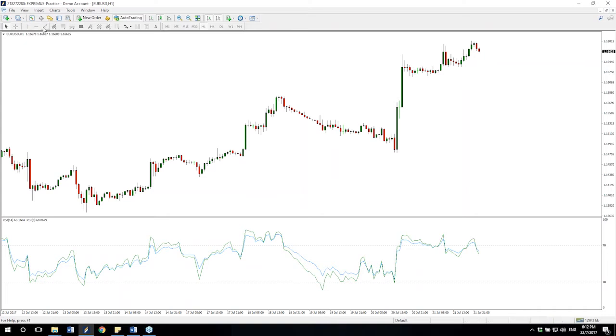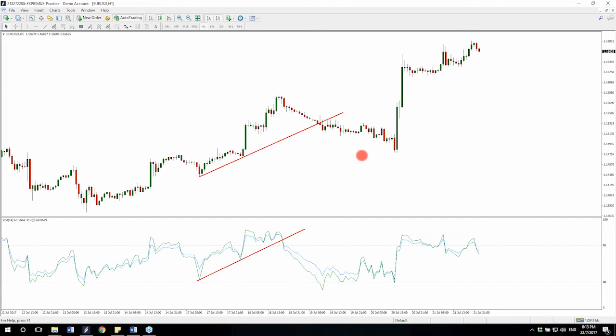Some others also use trend lines on the actual RSI. For example, this here is a trend line, and here also this is a trend line. And what we can notice is that the price is actually crossing over this trend line here much earlier than this trend line is actually broken.